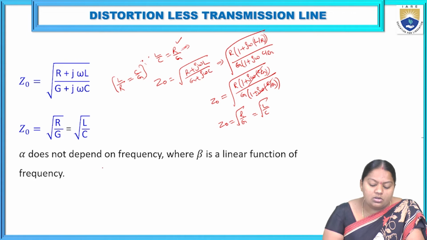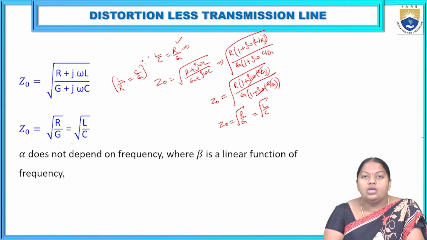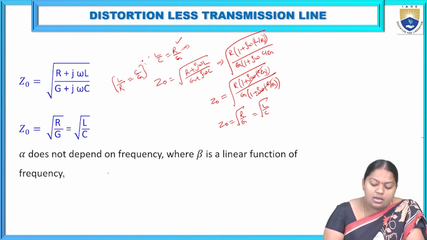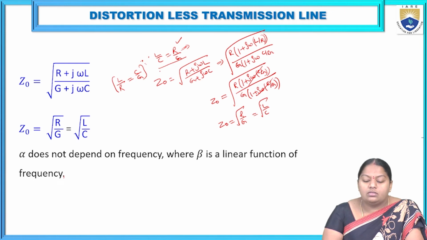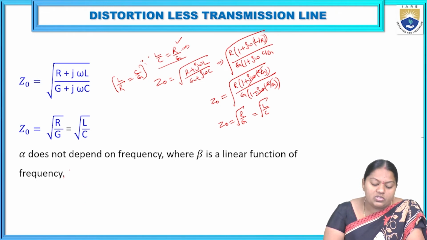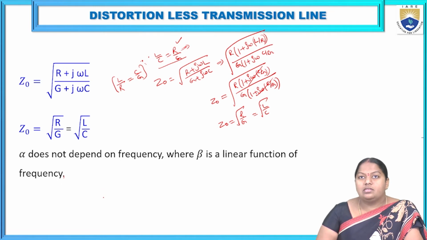See, alpha does not depend on frequency, whereas beta is a linear function of frequency, and characteristic impedance Z0 is always a real term, that is root of L by C or root of R by G. And this is obtained for the minimum condition of attenuation, L by C equal to R by G. So characteristic impedance Z0 is equal to root of R by G equal to root of L by C.